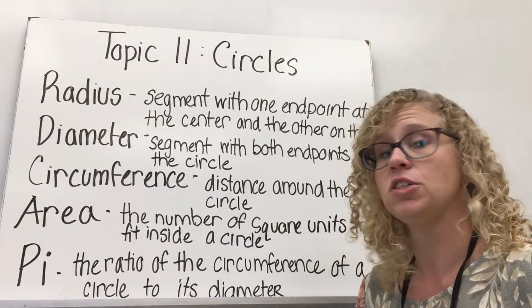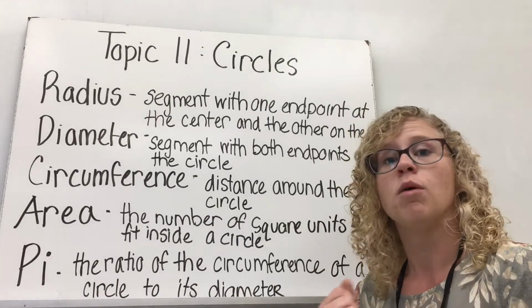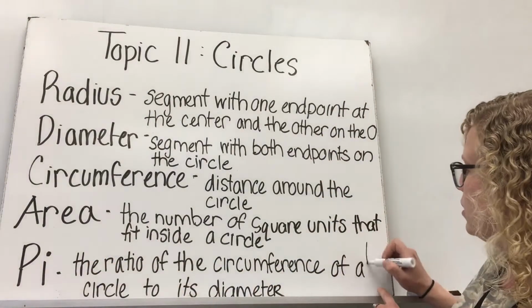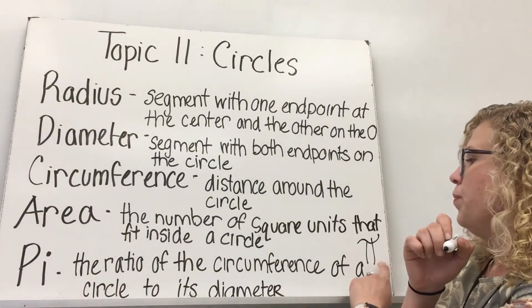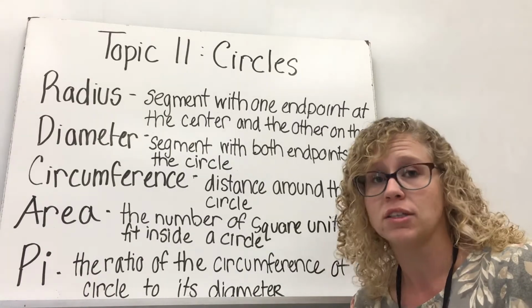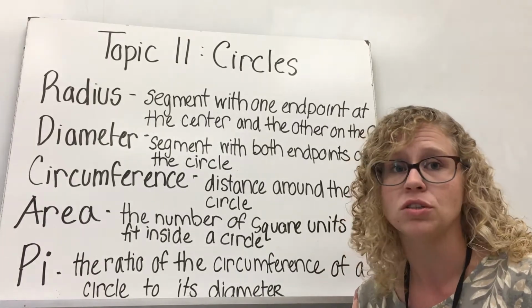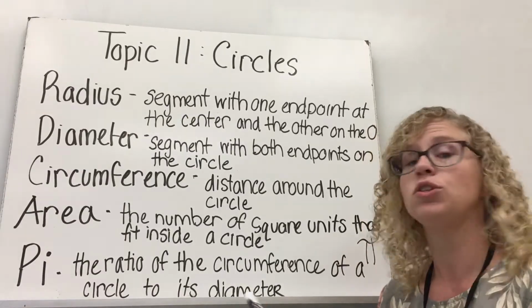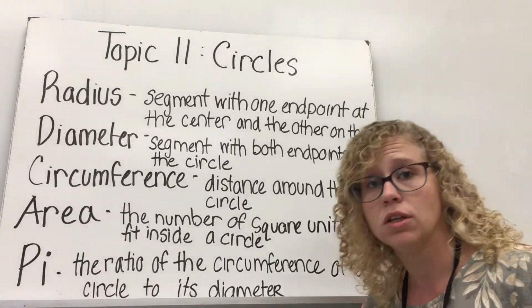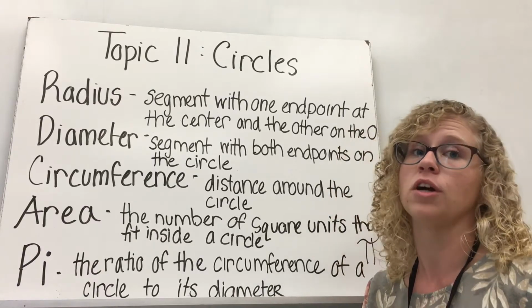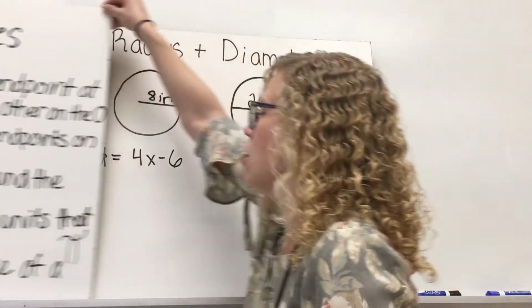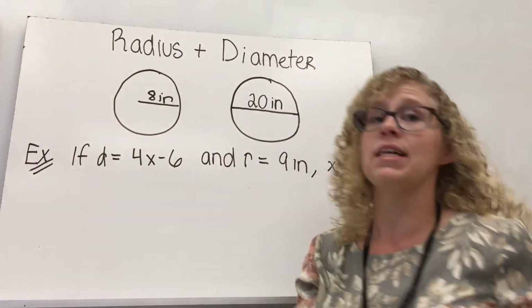The last definition we should talk about is pi. We're going to start seeing pi, and it looks like this. Pi is just an approximation. It is an irrational number that represents the ratio of the circumference of a circle to its diameter. So we're going to talk a little bit more about pi when we start using some formulas. But before we get into that, let's talk about radius and diameter.